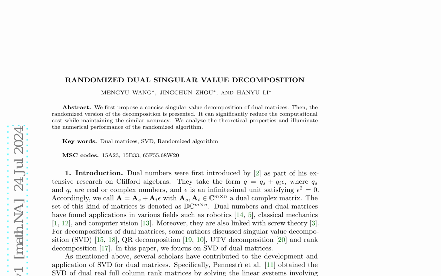The authors introduce a concise singular value decomposition, SVD, of dual matrices, referred to as CCD-SVD, and its randomized counterpart. Dual numbers and matrices, first introduced by Clifford, have far-reaching applications in robotics, classical mechanics, and computer vision.